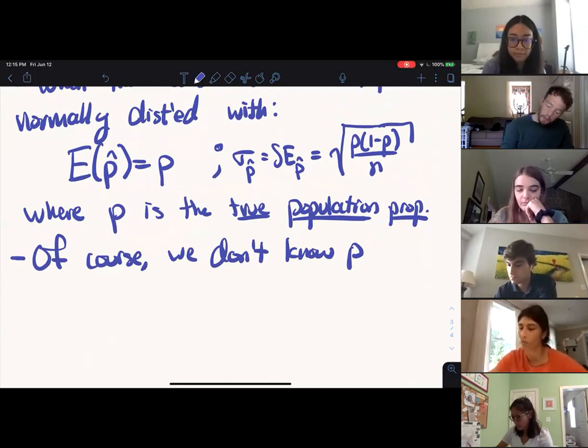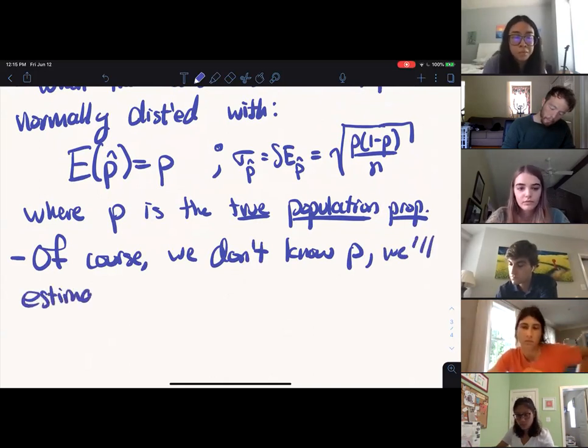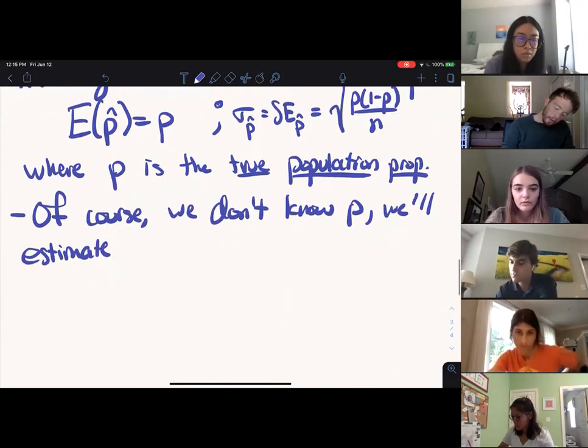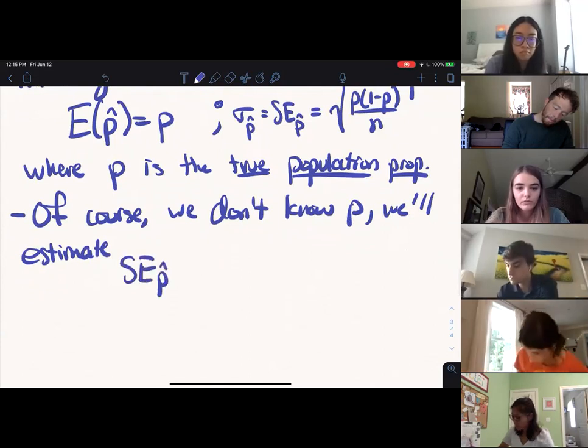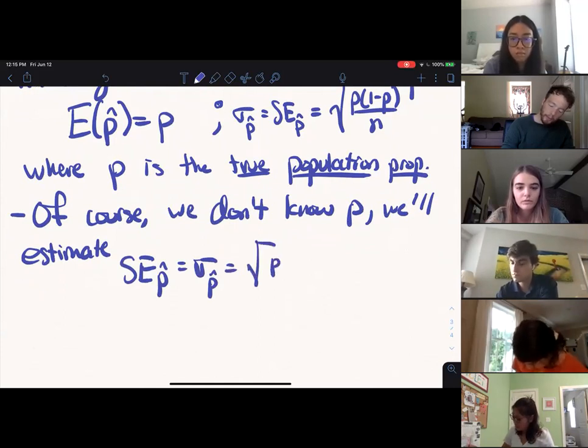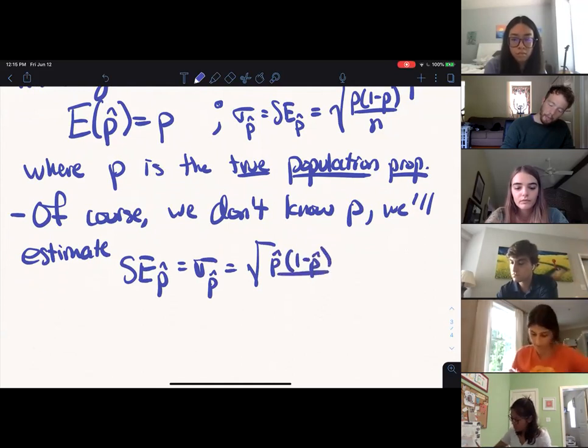And since we don't know p, we'll estimate the standard error of p hat, otherwise known as the standard deviation of p hat, as exactly what you would expect it to be. Just plug in what our estimate is for it. It's our best guess, so we do the best that we can.